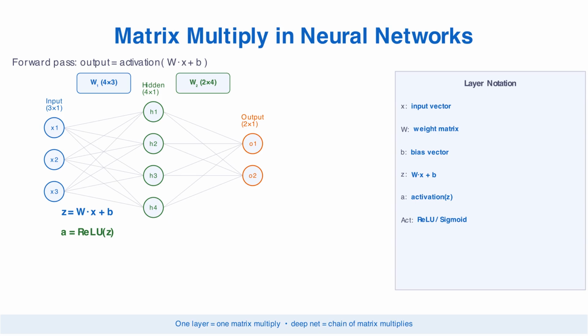In our diagram, the input layer has 3 neurons, a 3 by 1 vector. The hidden layer has 4 neurons, 4 by 1. The weight matrix between them, W1, is 4 by 3. 4 by 3 times 3 by 1 gives 4 by 1. The shapes work out. Then the second weight matrix W2 is 2 by 4. 2 by 4 times 4 by 1 gives 2 by 1, the output. A deep network with 10 layers is just 10 of these matrix multiplications chained together. The entire intelligence of a large language model is, at its mathematical core, matrix multiplication.